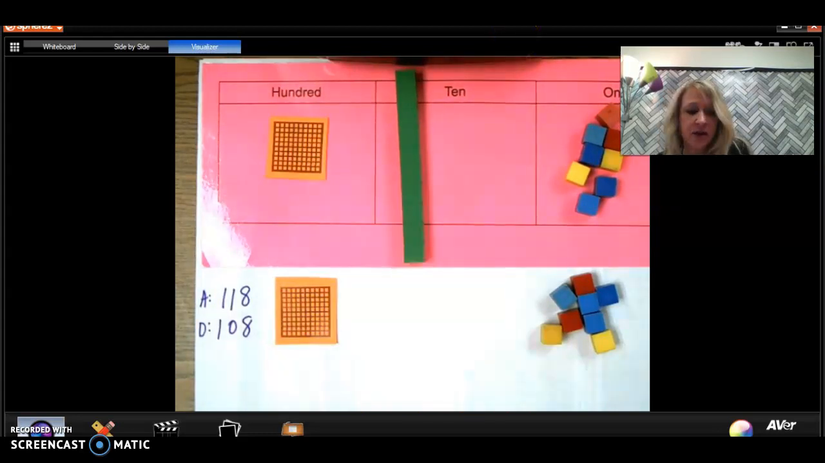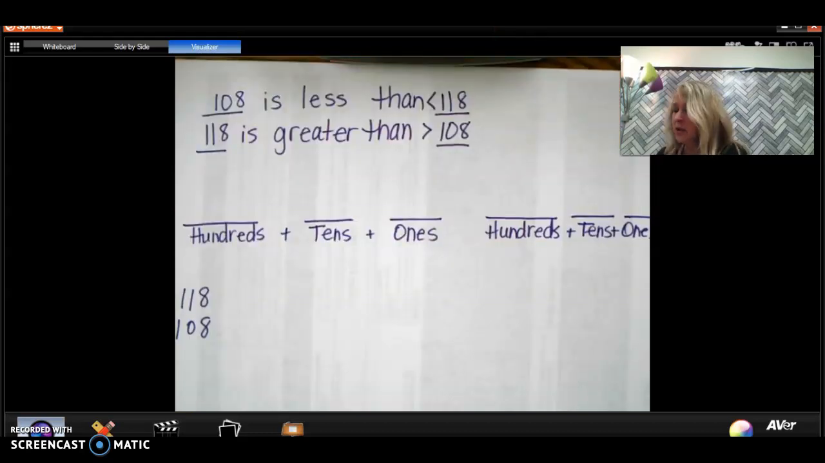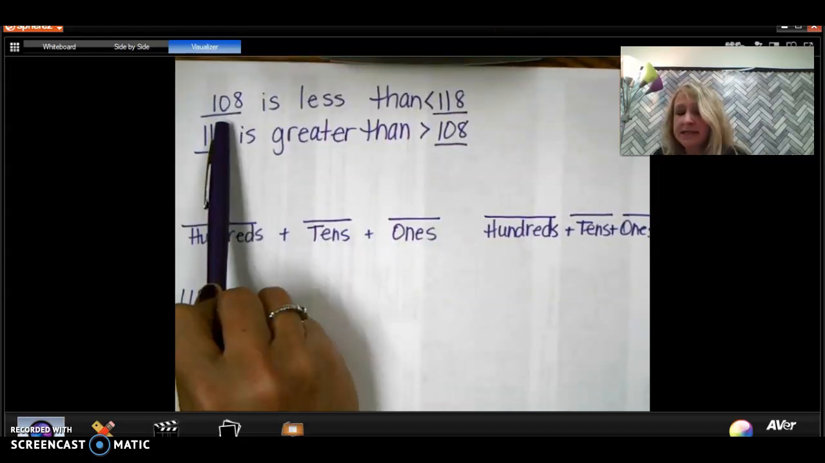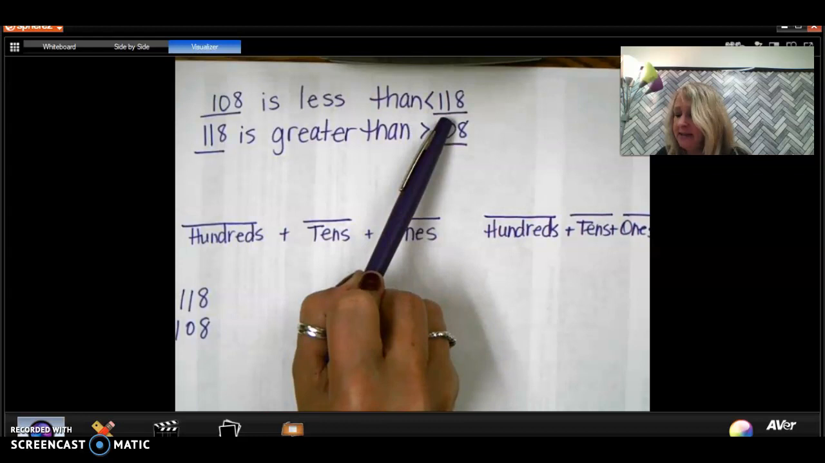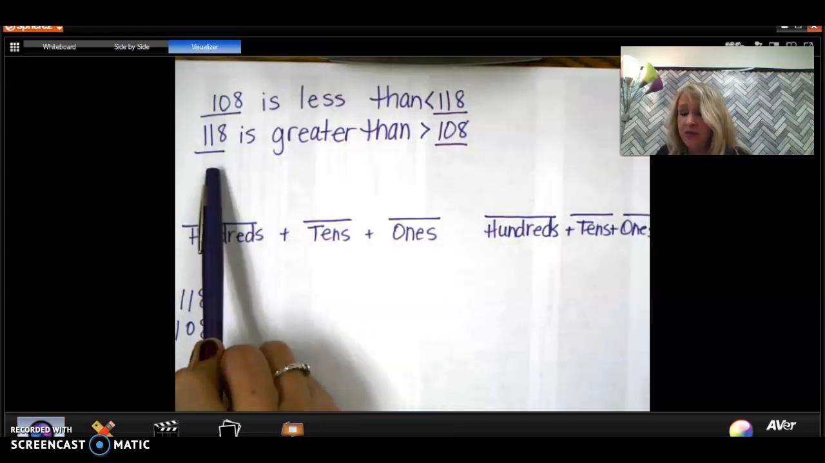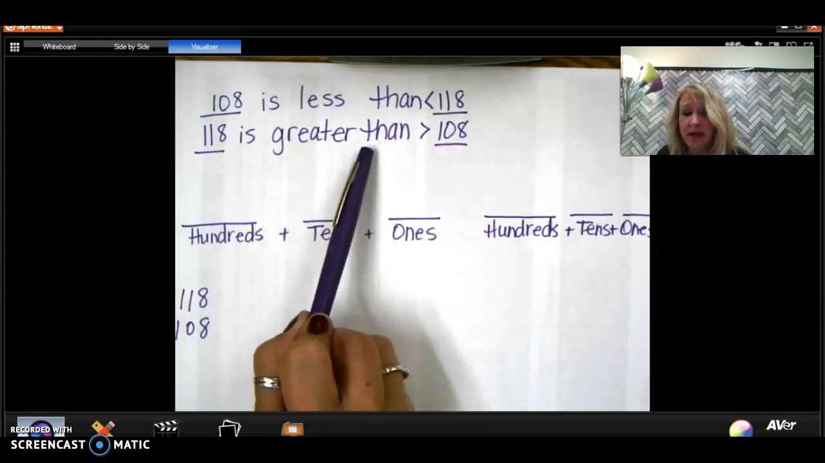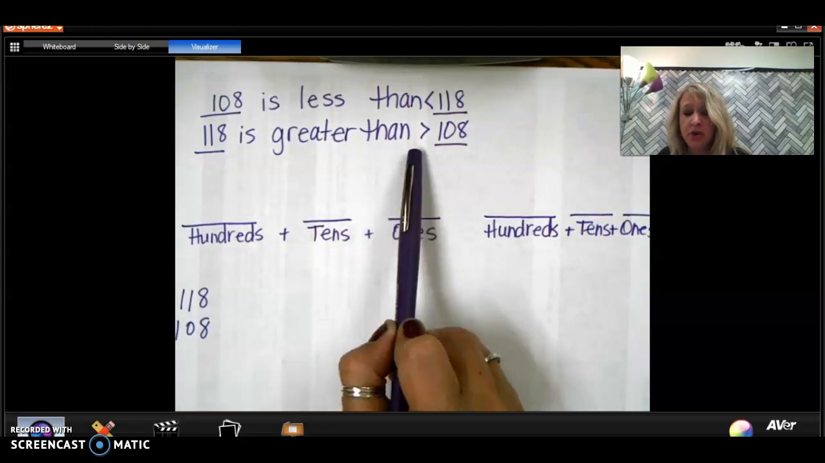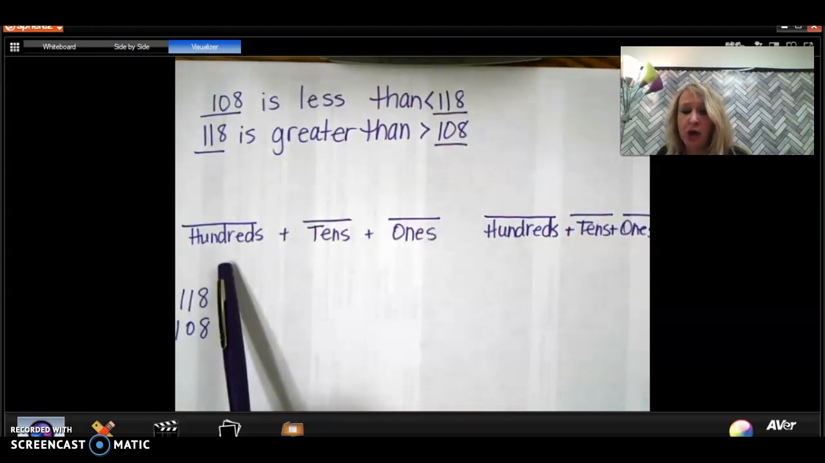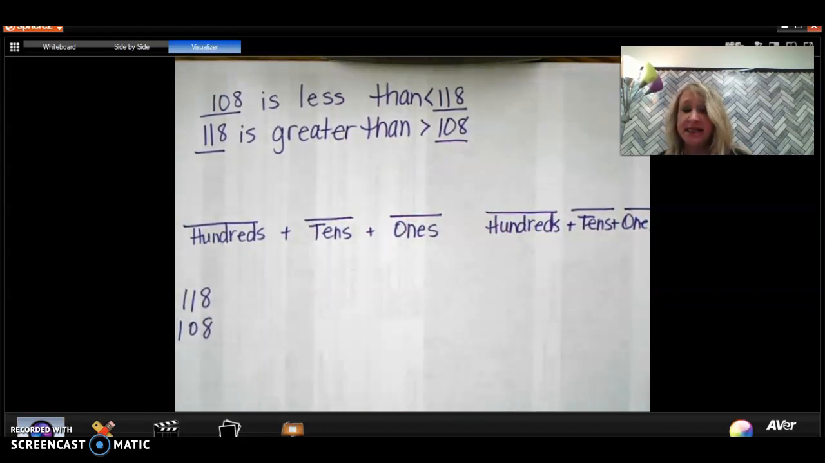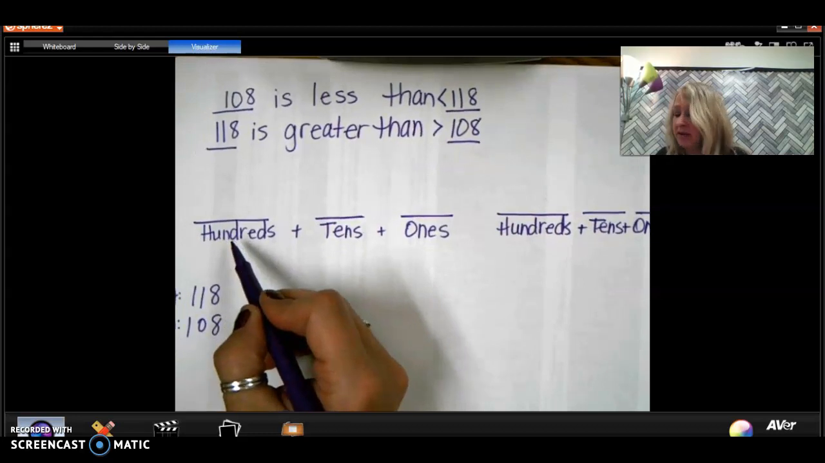Right. So we are going to write that four different ways. So I've written our answer in a sentence. 108 is less than, with the less than symbol, 118. If we flip that, we have 118 is greater than, with the greater than symbol, 108. Now we have to show how we know. How do we know 108 is less than 118? So we're going to use expanded form.